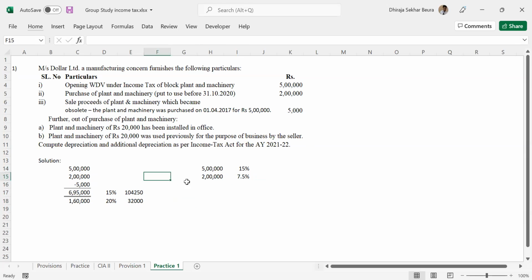Okay. Dheeraj, Vishak and me tried it yesterday. Like the second point is the point where sale proceeds of plant and machinery which became obsolete. So that we have to start calculating the depreciation for that from 2017, right? Depreciation from 2017, you're saying. Not needed, Max, not needed.